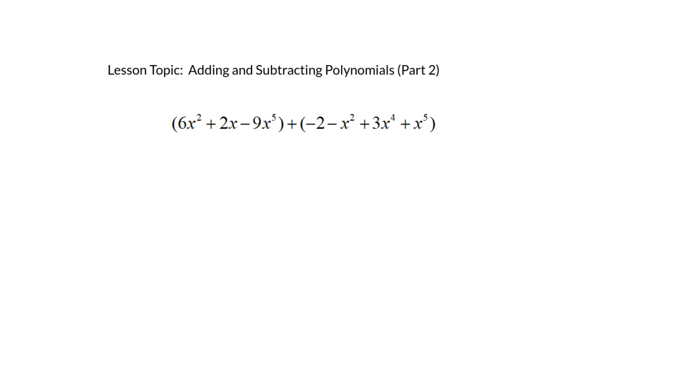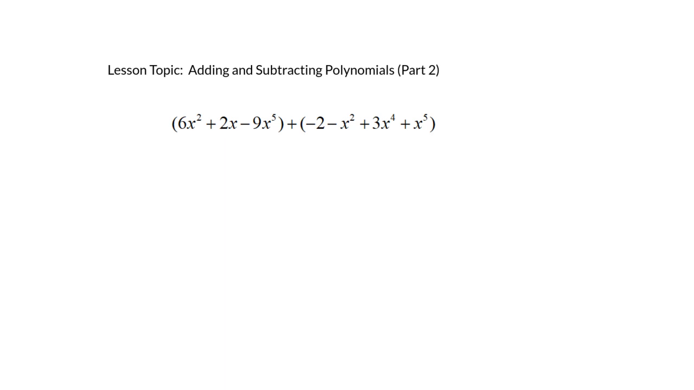So what happens if we are asked to add polynomials when we've got an x squared and an x to the fifth, and then in the second expression we have a constant and an x squared and an x to the fourth and an x to the fifth term? Well, we do the same thing, but we just need to be extra careful. For this one, I'm going to use different colors and do some underlining and circling. In the second example with subtraction, I'm going to show the stacking method again.